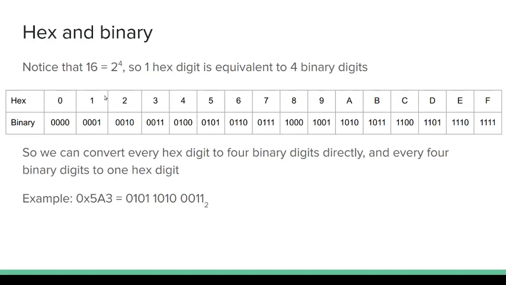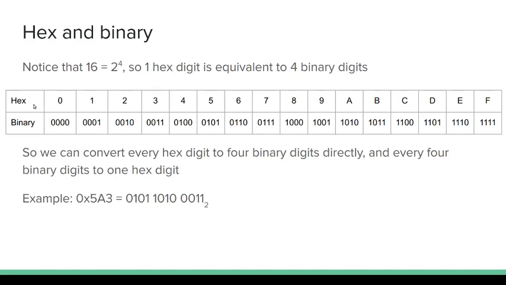Now there's an interesting relationship between hex and binary numbers, and that's because hex 16 is a multiple of 2, or it's a power of 2. 16 is a power of 2. It's 2 to the 4th power. What that means is that one hex digit, which can represent up to 15, is equivalent to 4 binary digits.